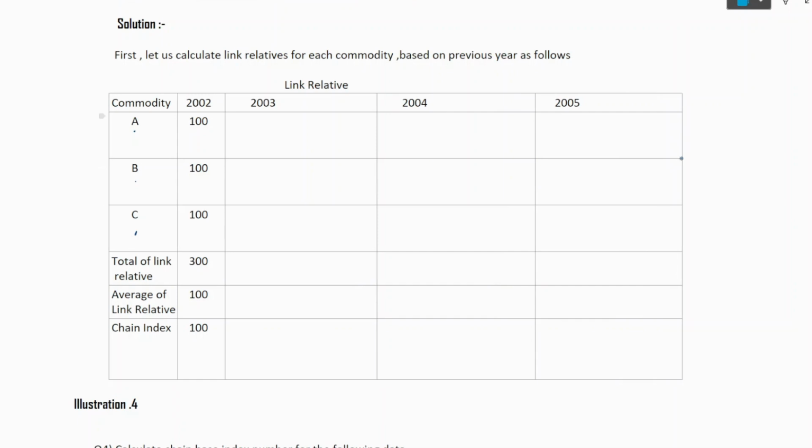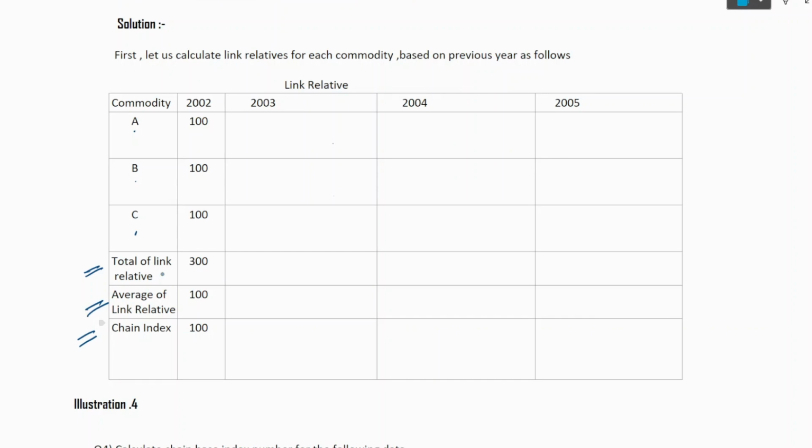Now after that, A, B, C, here what is going to be there? In this area we are going to calculate the link relative. Next row after the commodities A, B, C is the total of link relative, then the average of link relative. Then your last column is the chain based index, that is your chain based index number.